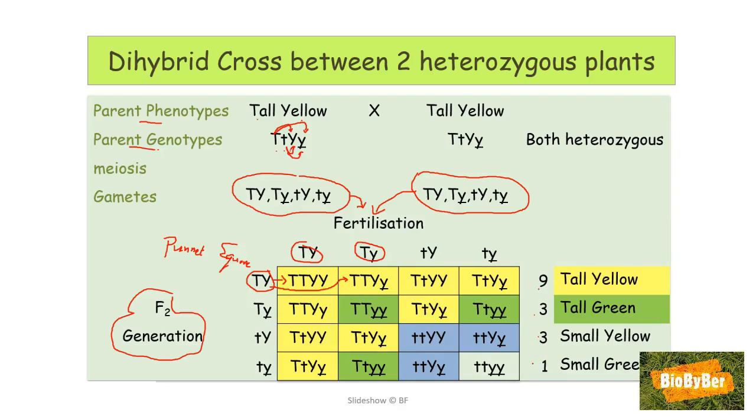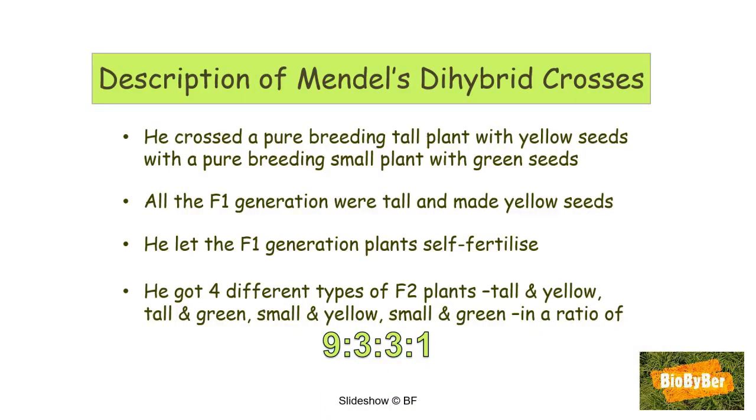Where did we hear that before? Again, let's show how Mendel was vindicated or proved to be right. These results show that Mendel was perfectly correct when he got 4 different types of F2 plants: tall and yellow, tall and green, small and yellow, small and green, in a ratio of 9:3:3:1. He had done it all before.